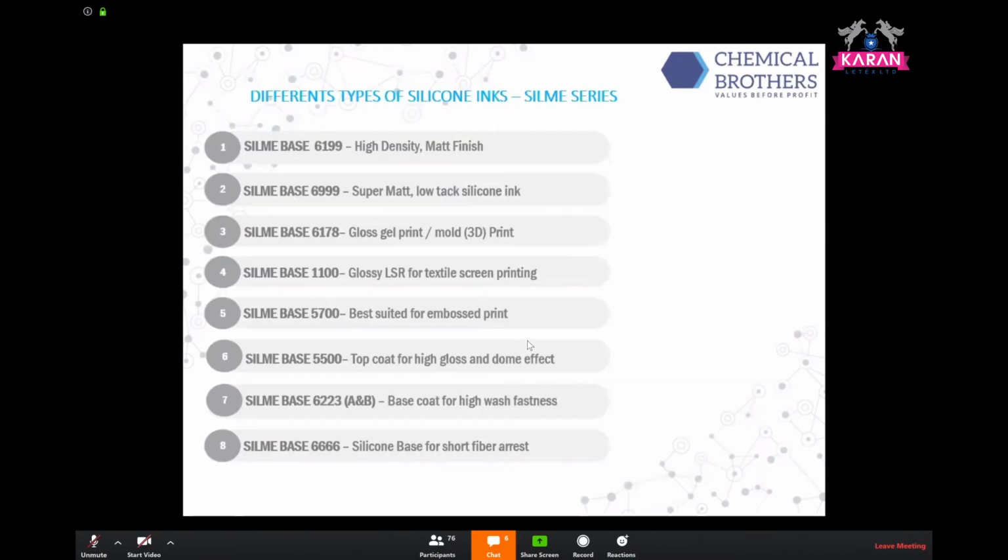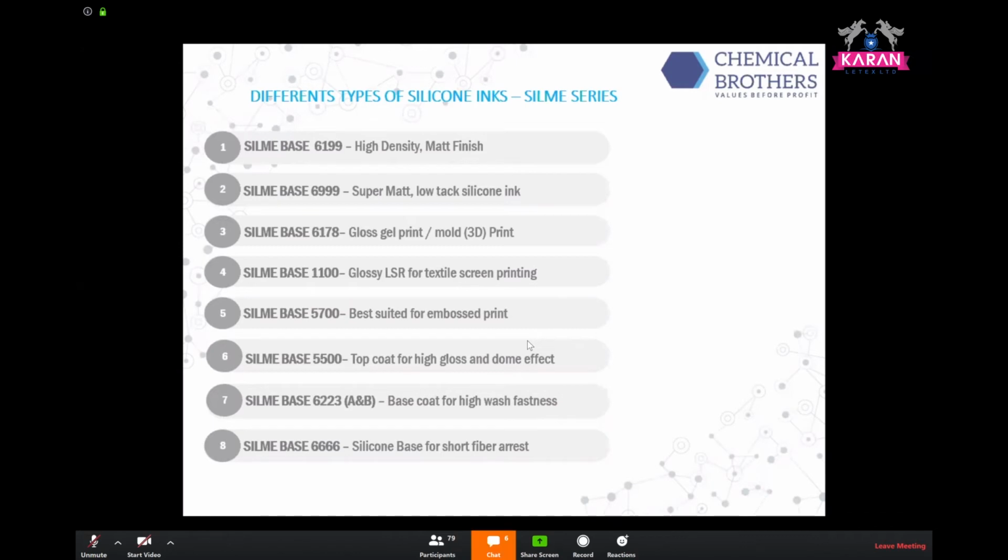Moving on to the different types of silicon inks we have. As I mentioned earlier, our silicon inks have the brand name Silme, so we mention here the Silme series. Silme base 6199 is used for high density matte finish prints. Silme base 6999 is used for a super matte, low tackiness print. Silme base 6199 is used for a 3D print, or we can say injection molding print.